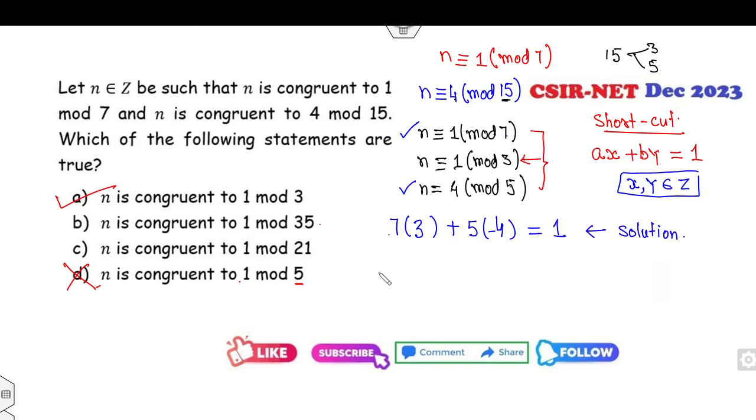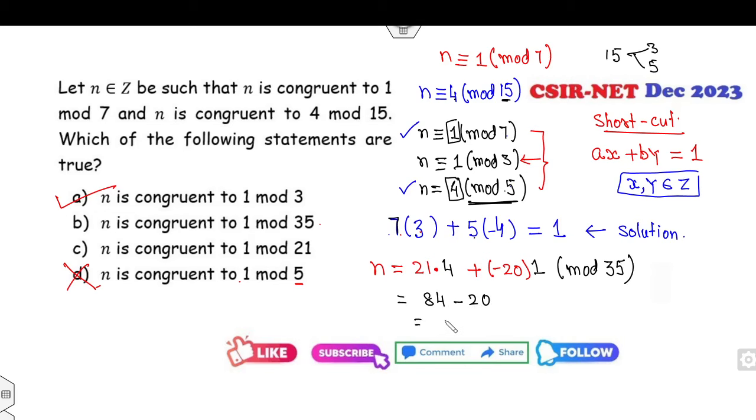Fine. Then how can you find the solution? In this case, let it be n, so that n will be 7 into 21 plus 5 into, you have to multiply this by the opposite quantity. This is my 7 and the other number is my 5, so you multiply by the opposite quantity, and the opposite of 5 is my 1, modulus 35. So what will be the answer? 84 minus 20, that is 64. What is 64 modulus 35? Is it 1? No. Fine. So that will be the wrong answer.